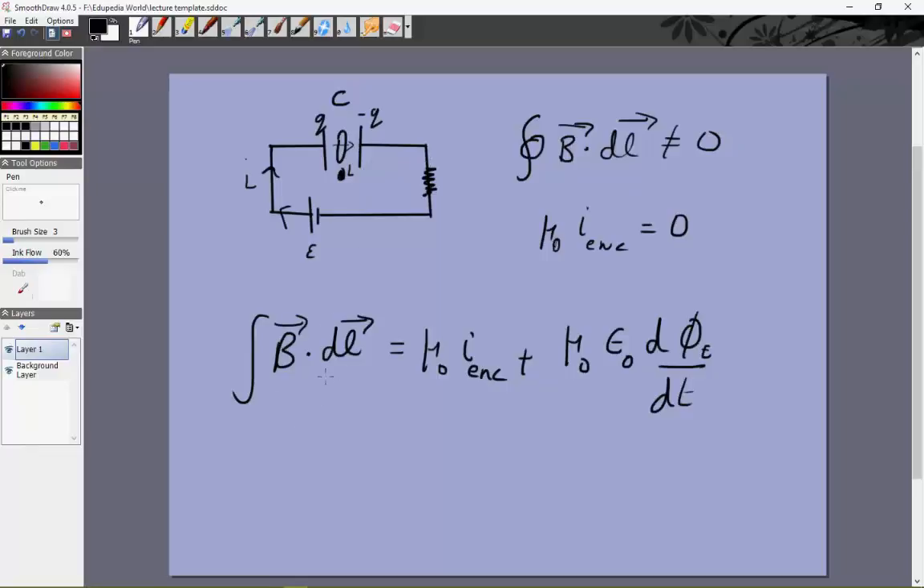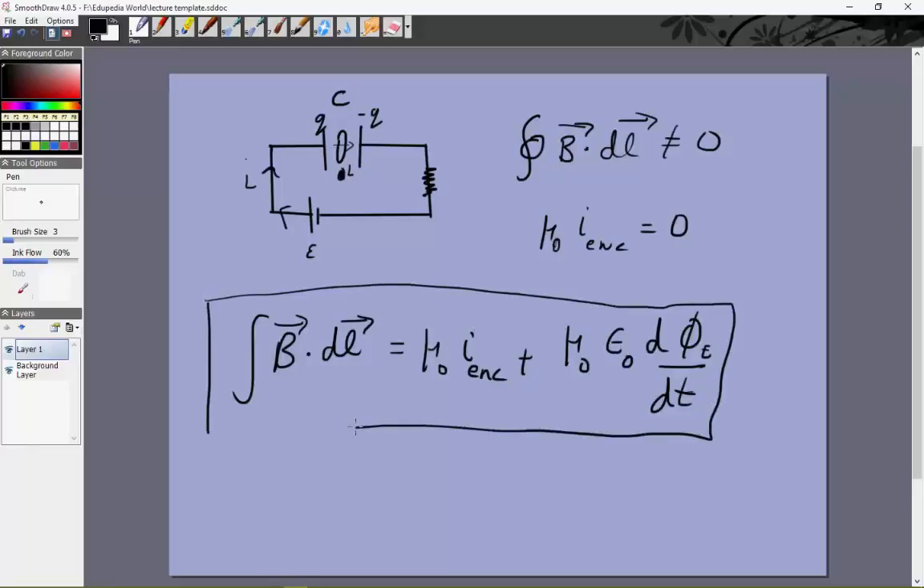The circulation of magnetic field will be equal to mu naught I enclosed if d phi e by dt is 0. That is, the flux of electric field through that loop is not changing. The derivative of that with time is 0. If this is not true, then this is the actual equation. The first three equations are exactly correct. The first equation now we read as this, and this is called Ampere's law with Maxwell's correction.